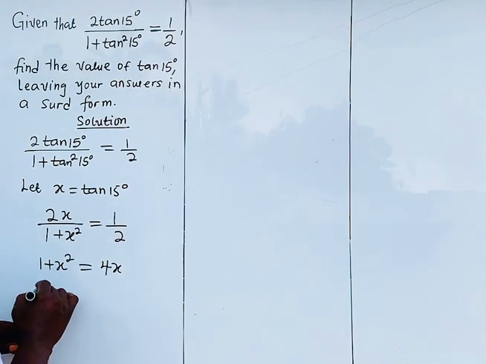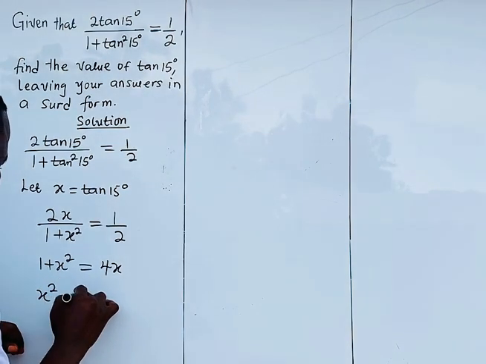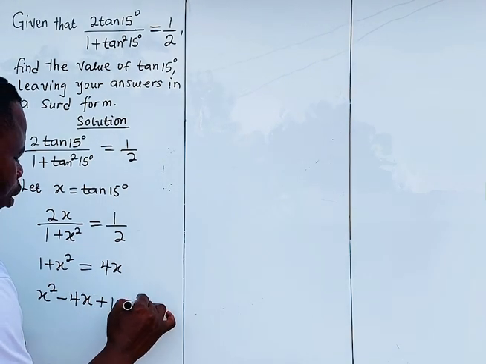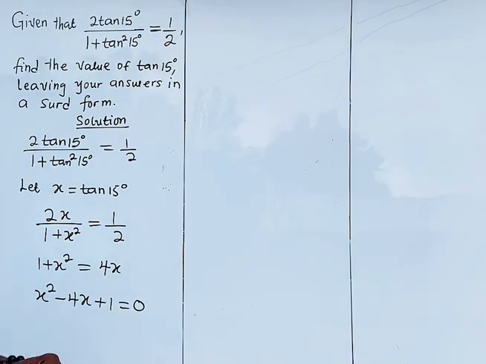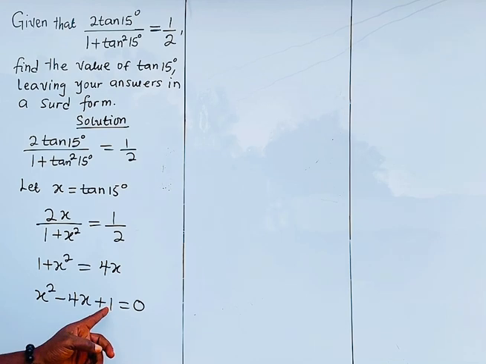I will now rearrange this equation by bringing 4x to the left-hand side. So by rearranging, I will have x squared minus 4x plus 1 equals 0. You can see that this is now a quadratic equation. And to solve this, the number here is 1 and the number here is minus 4.